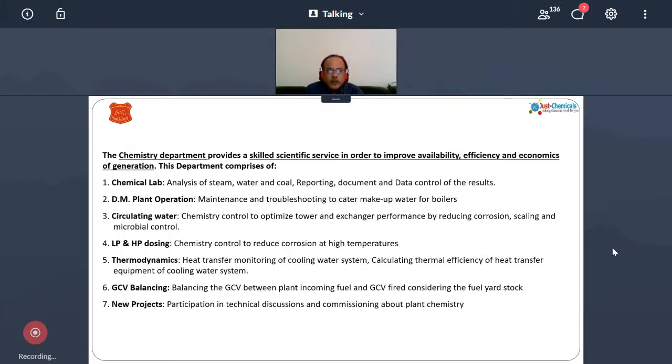Then we do chemistry control to optimize the cooling water and heat exchanger performance by reducing corrosion, scaling and microbial growth. We also do the LP-HP dosing for the steam water cycle control. There were subcritical plants when I passed out from the chemistry department, and at that time we were doing both LP and HP dosing.